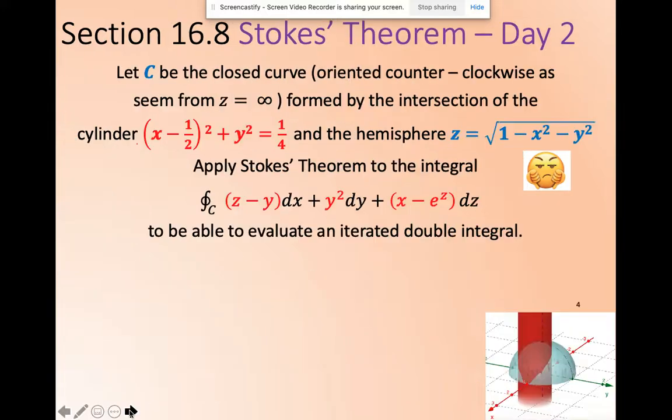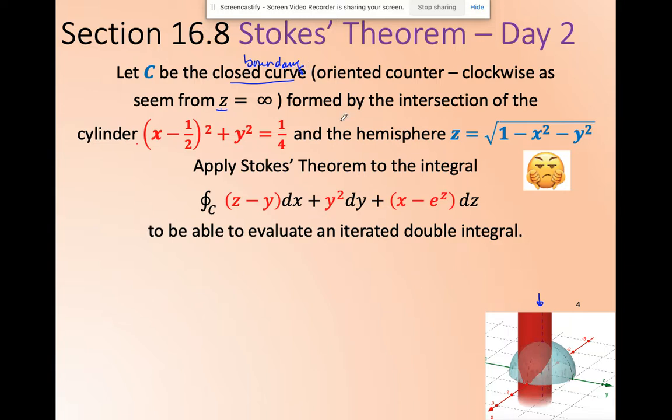Cool. Let's do another one. So I've given you a picture of the shape. Let C be the closed curve oriented counterclockwise as seen from the top, looking down here. I have a curve, right? So closed curve is your boundary.